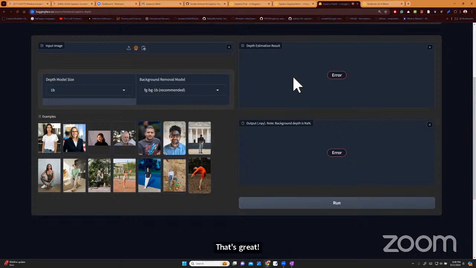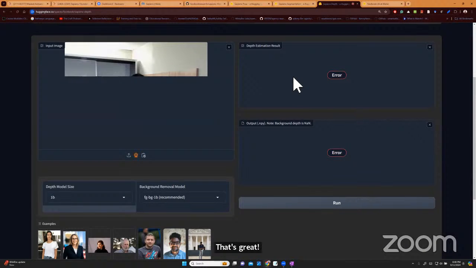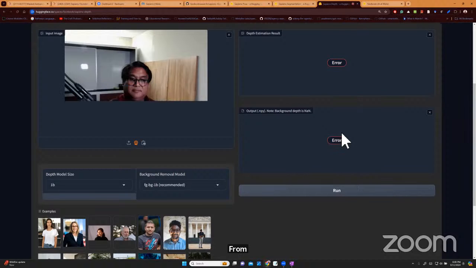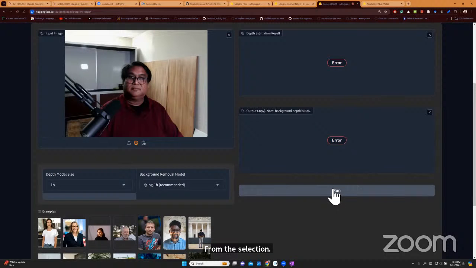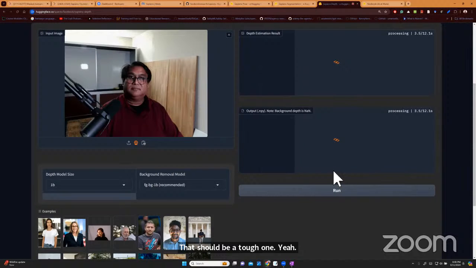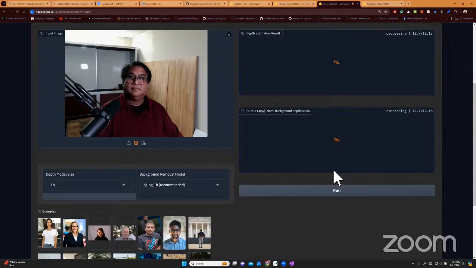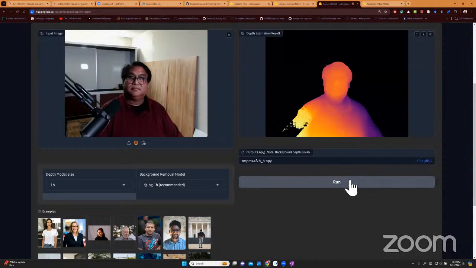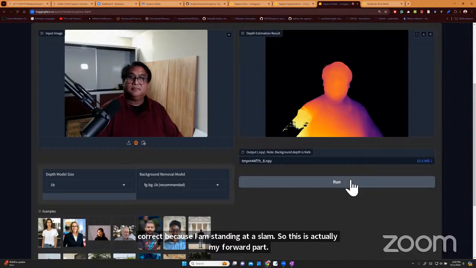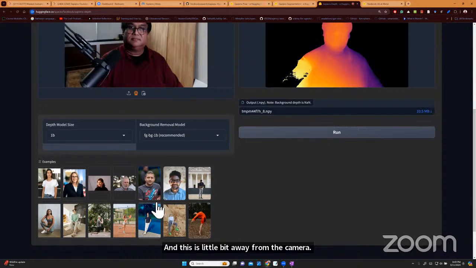Why didn't you use that image with the White House behind it, or whatever that is? Oh, the selection? That should be a tough one. Yeah. Okay, I'll let you decide whether this is correct. I think it is correct because I am standing at a slant. So this is actually my forward part. And this is a little bit away from the camera. So it has gotten the depth right. But yes, let's go and give it that.